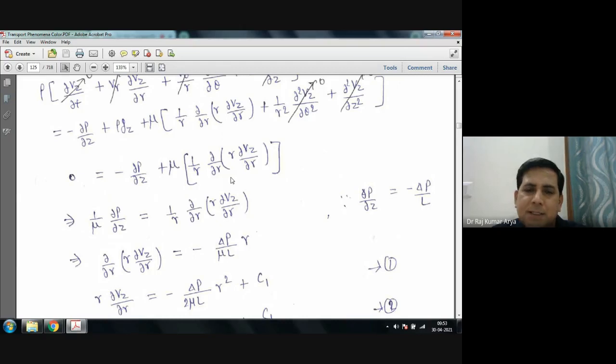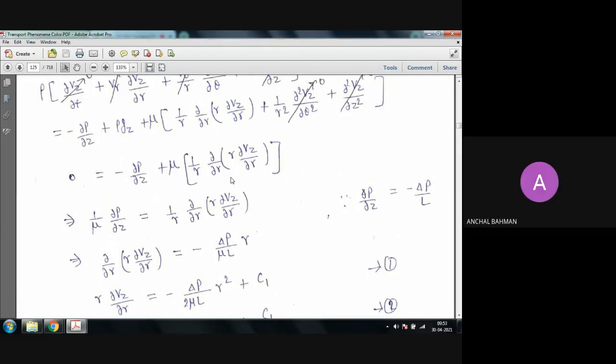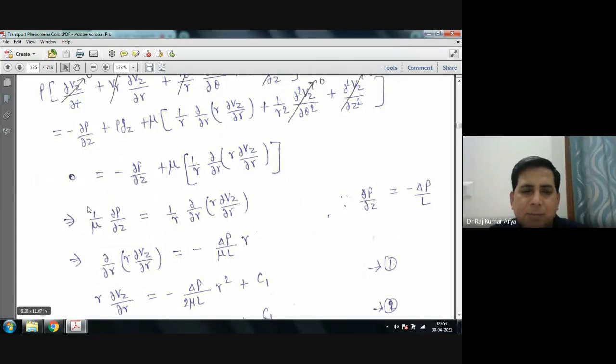This equation is nothing but your shear stress. If you write it in terms of shear stress, Newton's law of viscosity says that tau rz is mu del Vz upon del r. So that is the shear stress part, and you can write that. So this would always come to you.